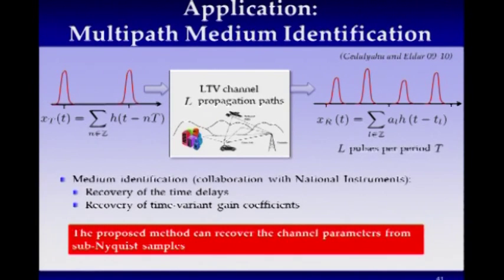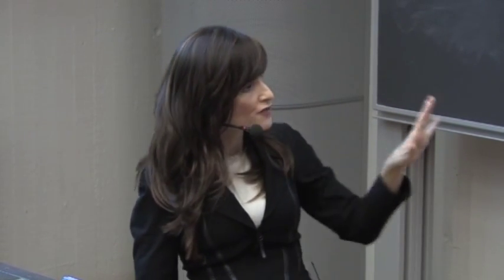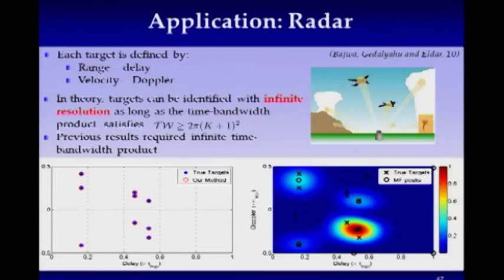And like I've said also, we could apply the same idea to multipath identification. And this is some work that we're doing together with National Instruments to actually build a communication scheme that uses these low rate ideas to recover the multipath medium. But all of it uses the exact same hardware that we've seen before. So finally, I want to talk about the radar application, and this is slightly different because here we're interested in resolution.